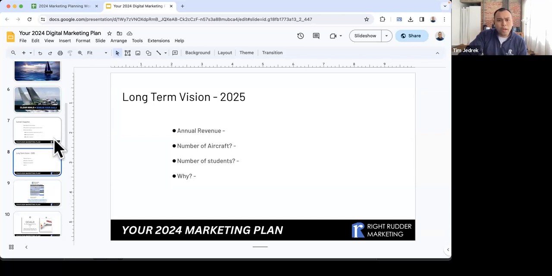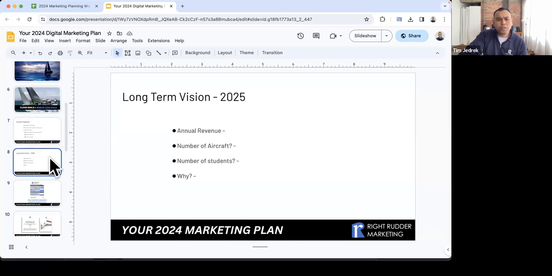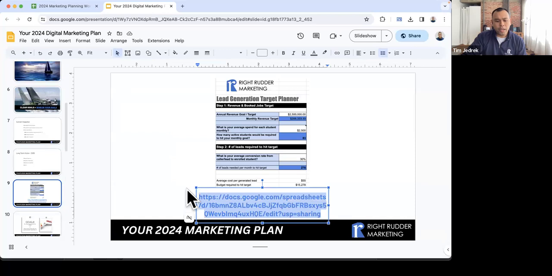And the reason why we bring this current snapshot up and also the long-term vision up is because we're actually going to plug these numbers into a worksheet. So I'm going to share this with the chat.